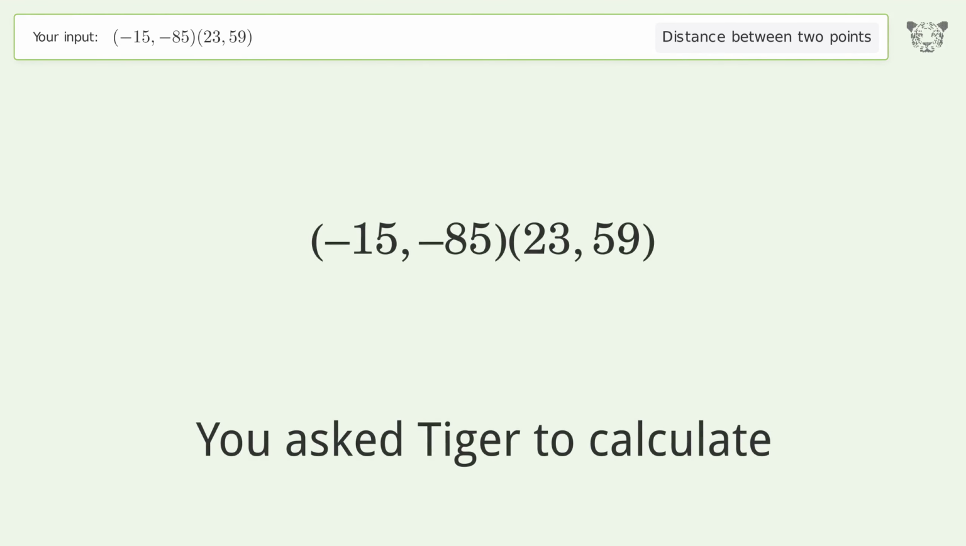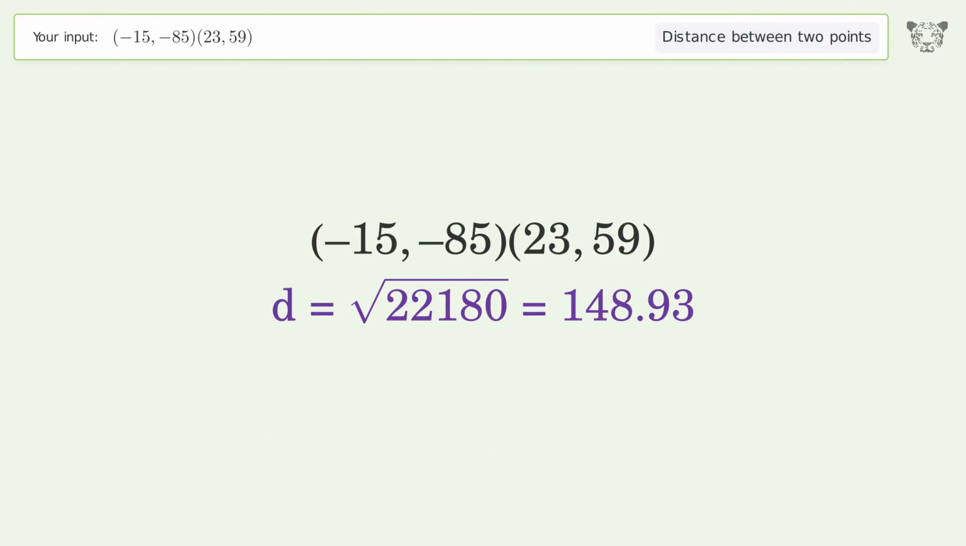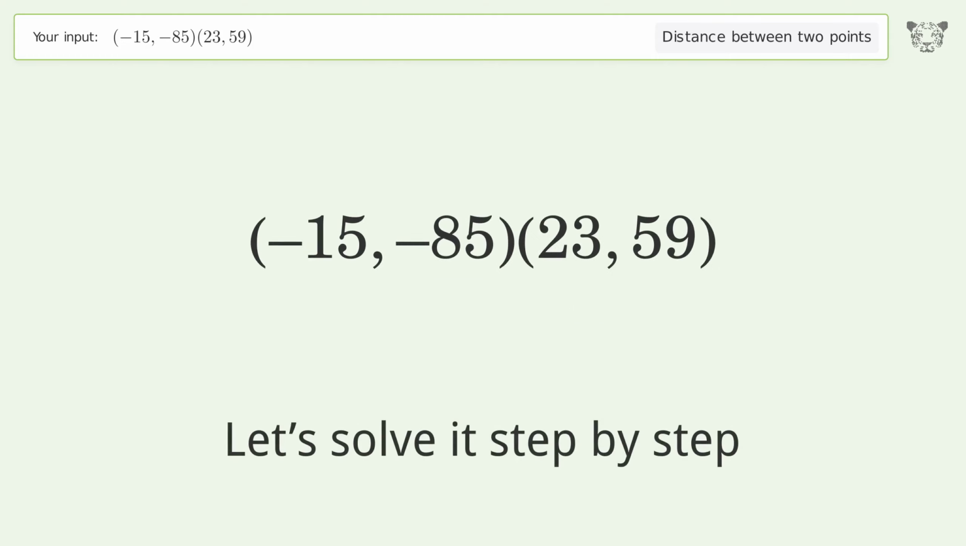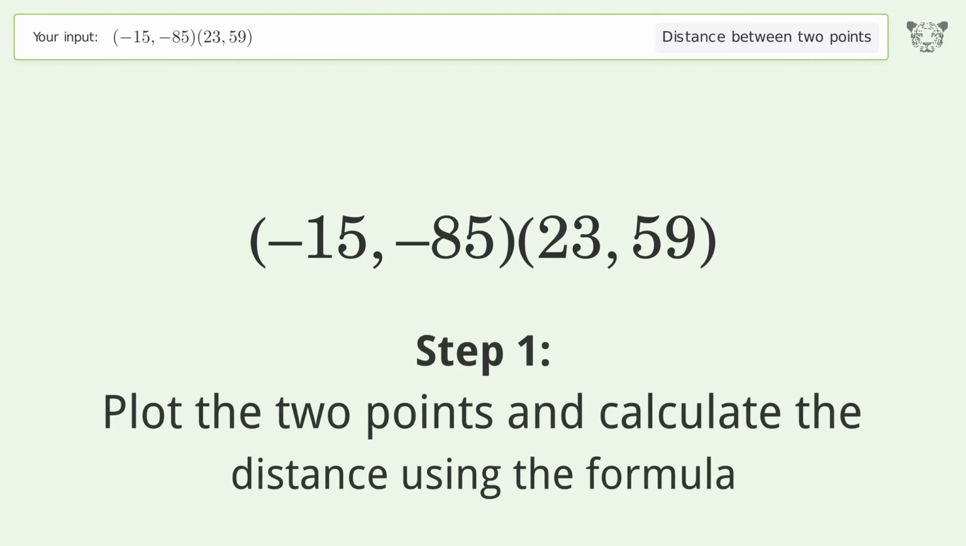You ask Tiger to calculate the distance between 2 points. The distance between the 2 points is the square root of 22,180, or 148.93. Let's solve it step by step. Plot the 2 points and calculate the distance using the formula.